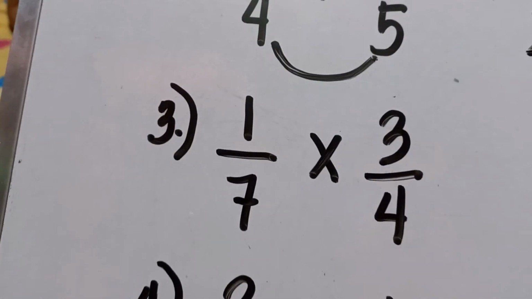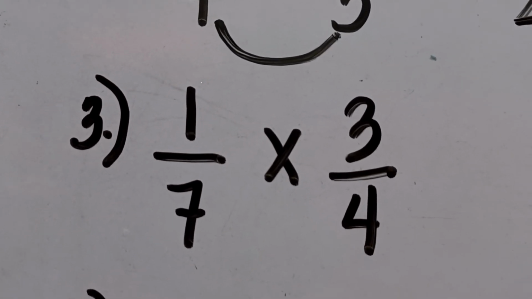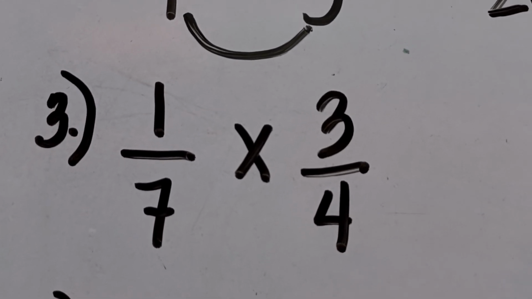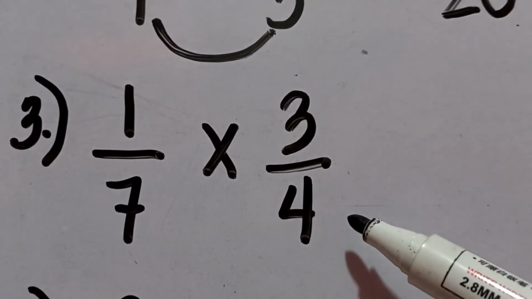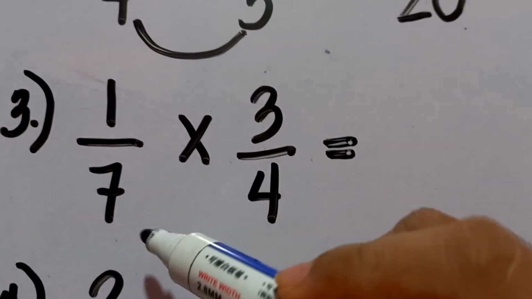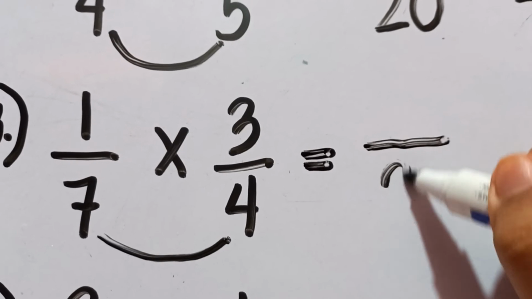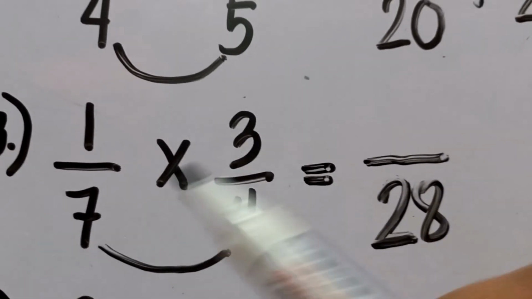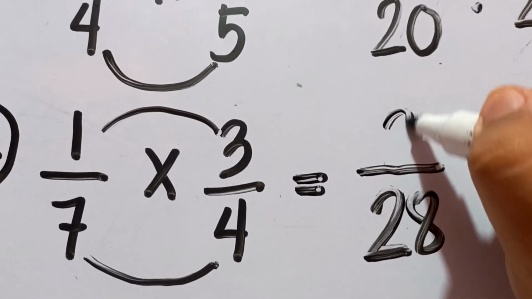Next, let's move on to number 3. We have here 1/7 times 3/4. First, multiply the denominators. 7 times 4. The answer is 28. Next, 1 times 3. The answer is 3.